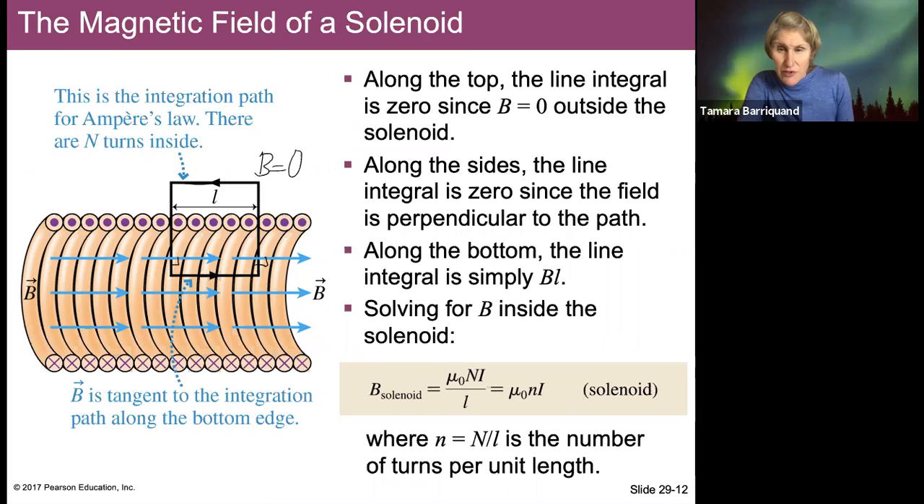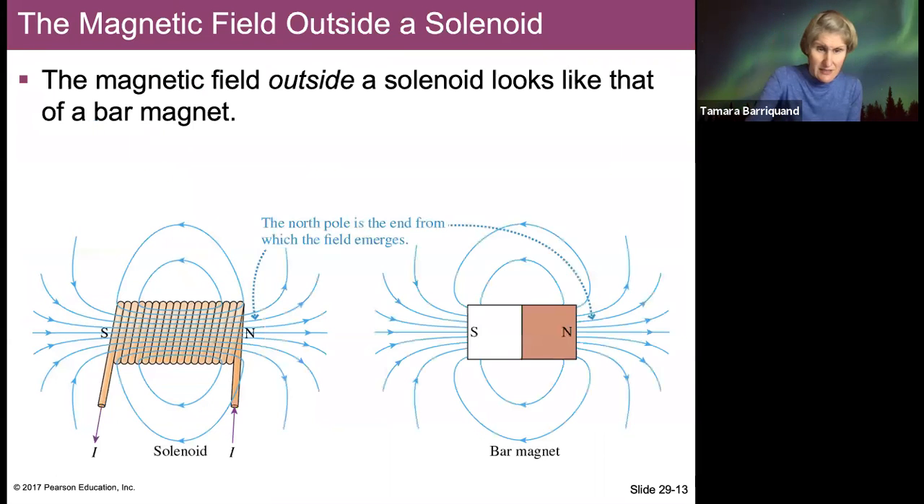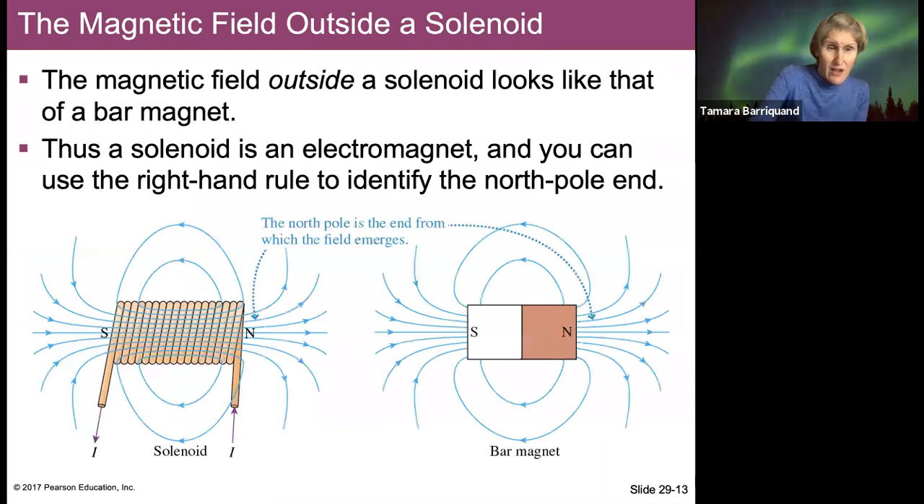So let's look a little more closely at the magnetic field outside a solenoid. The magnetic field outside a solenoid looks a lot like that of a bar magnet. So here's outside our solenoid what's going on. And over here, we see what a bar magnet would look like. So we see that in this case, a solenoid is just an electromagnet.